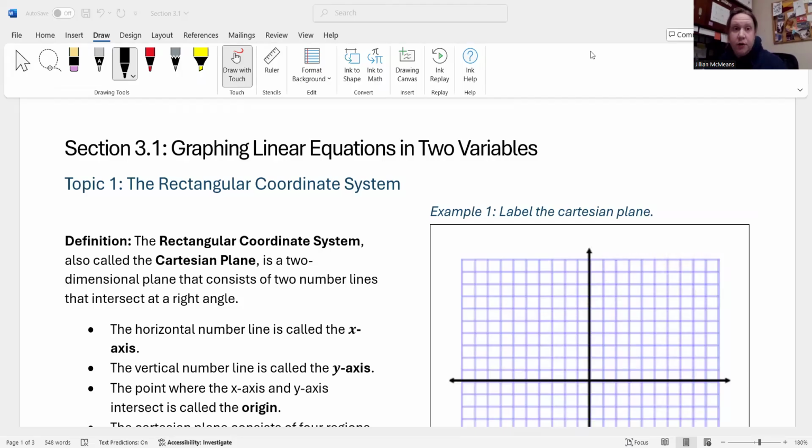This worksheet is going to cover graphing linear equations in two variables. So in the previous chapter, we talked about linear equations in one variable. That meant you had one type of variable. It was all x's or all y's or all p's or all s's, whatever the variable was.